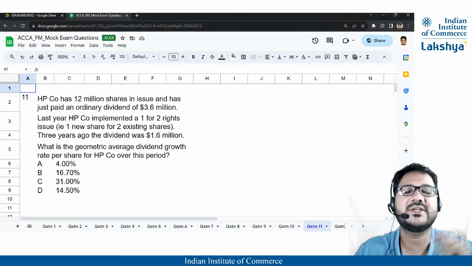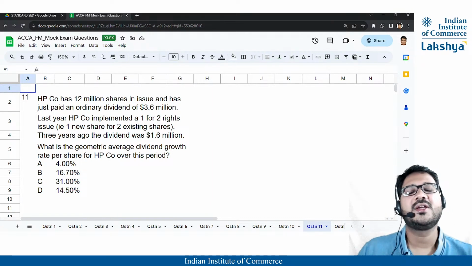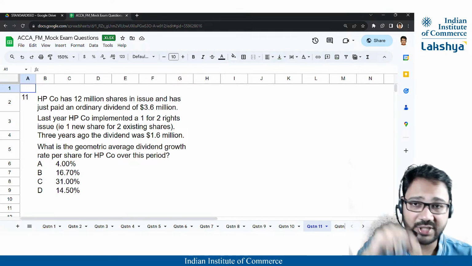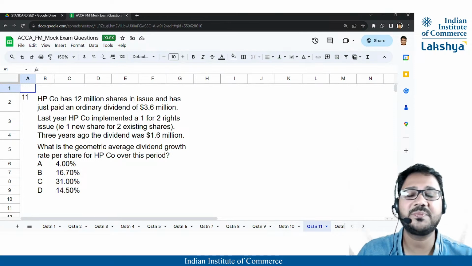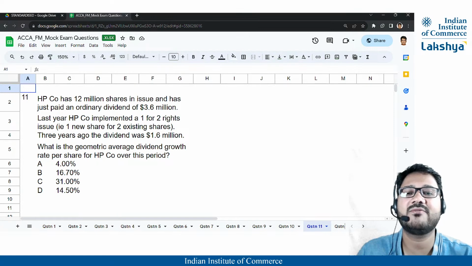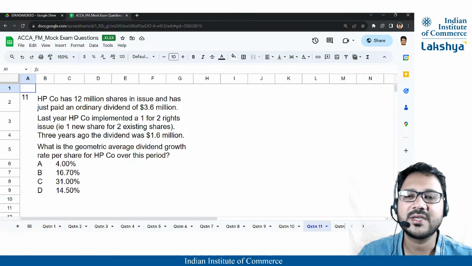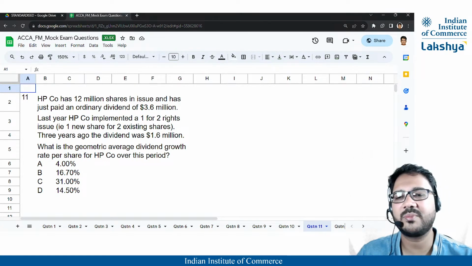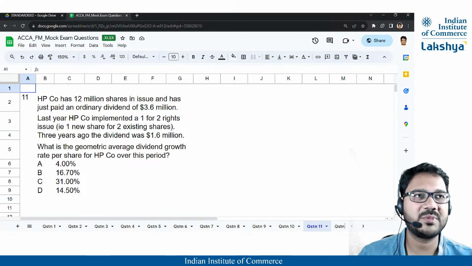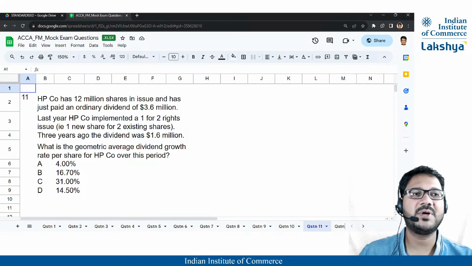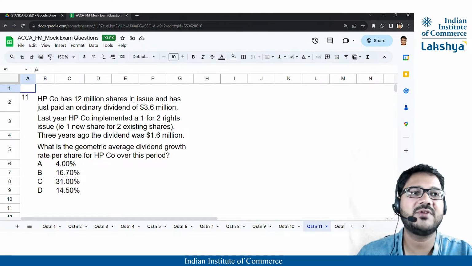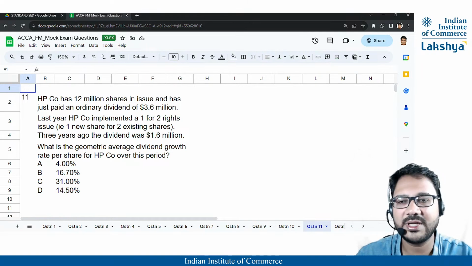So this question is a little tricky. 12 million shares in issue is today, and today's dividend is $3.6 million. But previously, we don't know how many shares were in circulation, and at that time $1.6 million was given. Now, if you remember the geometric average dividend growth rate formula, it was nothing but the nth root of dividend today divided by dividend n years ago. So that was the formula.